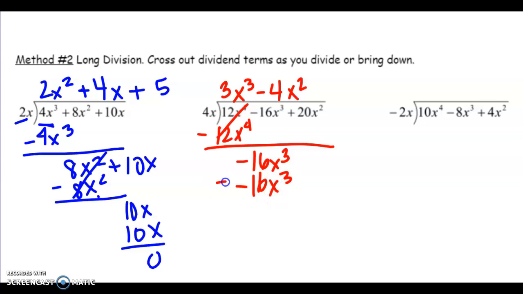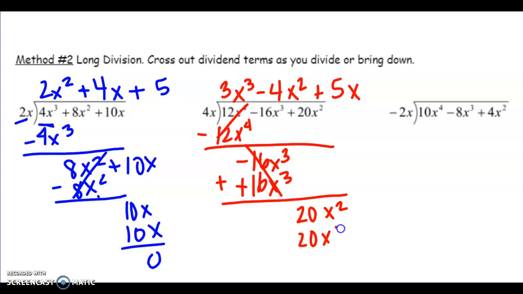Now remember, when we subtract, we actually change the signs here. So those cancel and leave me with just 20x squared. Okay, 4 into 20, that would be a positive 5, and 5 times 4 is a positive 20x squared. Again, it cancels and gives me 0.